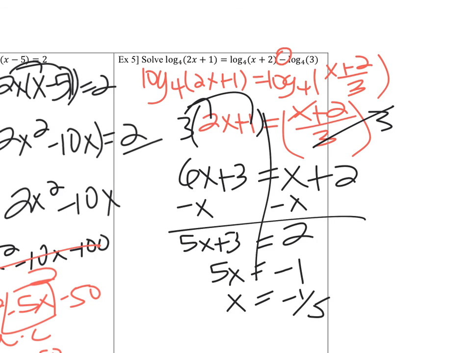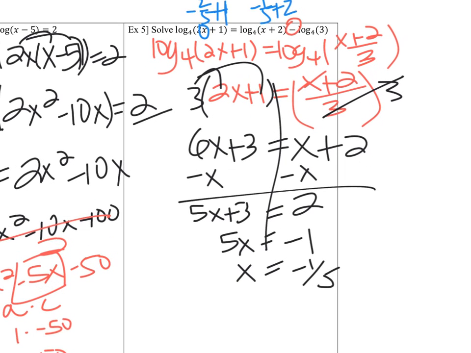Let's see if that really works. So if I put in a negative 1/5 here, that's going to multiply by 2 and get negative 2/5 plus 1. Oh, that's still going to be positive. That's good. Okay, over here, negative 1/5 plus 2, that's going to still be positive. That's good. So x equals negative 1/5 is a good fit. Great solution. Let's use it. The end.